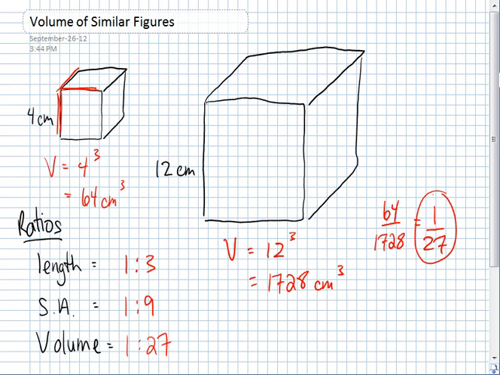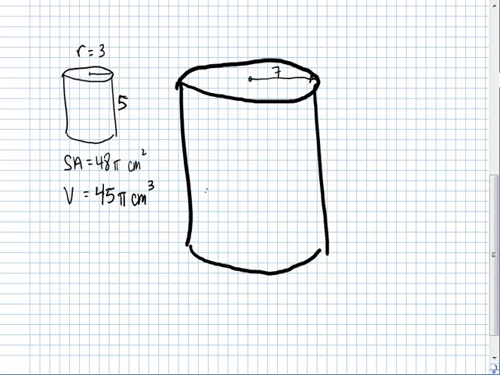So let me throw another question up here for you, and you can try this one on your own in just a sec. Okay, so here's an example with two similar cylinders. The radius of one is 3, the larger one is 7 there, obviously. And if I gave you the surface area of the small cylinder, as well as its volume and the height, can you find the surface area, the volume, and the height of the larger cylinder? Go ahead and give it a shot. The next video I'm going to go over the answer.